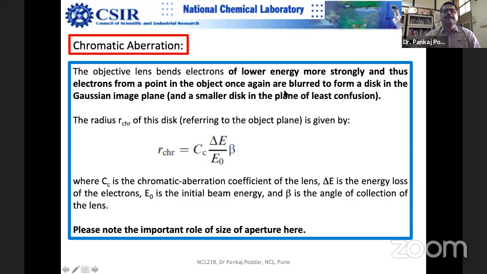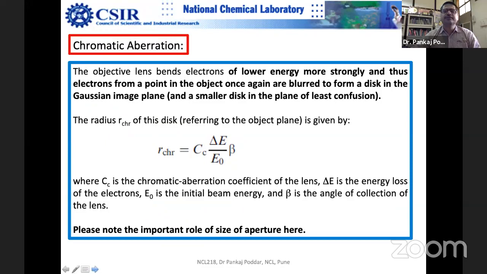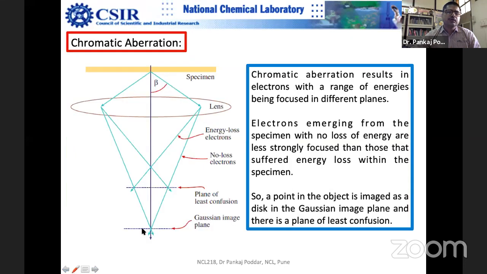So, the objective lens bends lower energy electrons more, which you can see from the lens equation. What is written here is that lower energy electrons are bent much more strongly, and they will end up closer to the lens. The lower the energy, the more these points will start focusing here rather than closer to the image plane. So finally, we have this radius of this spread. This spread is because of the chromatic aberration.